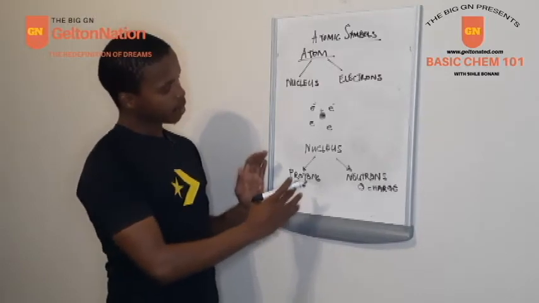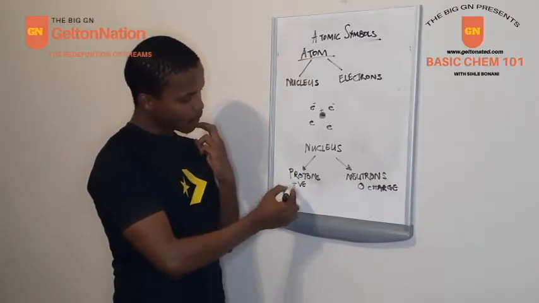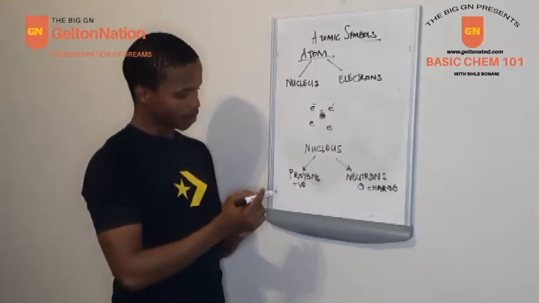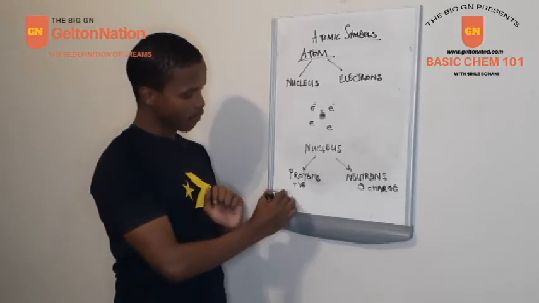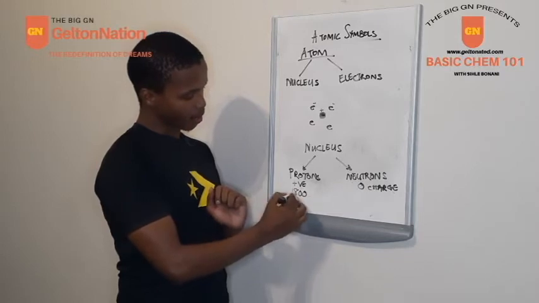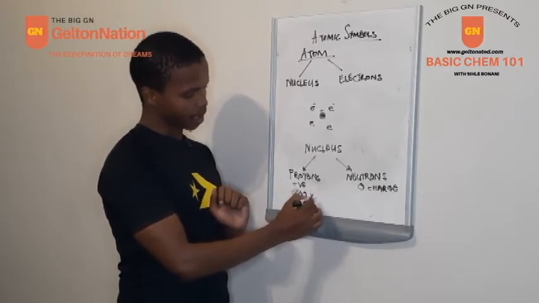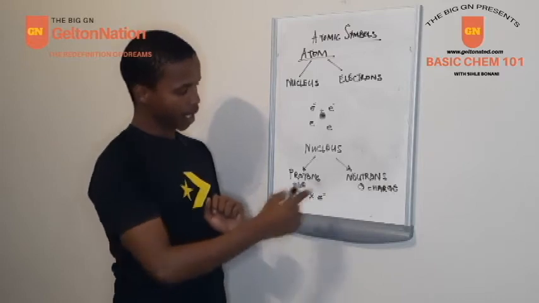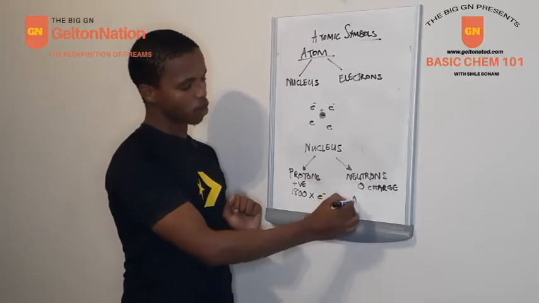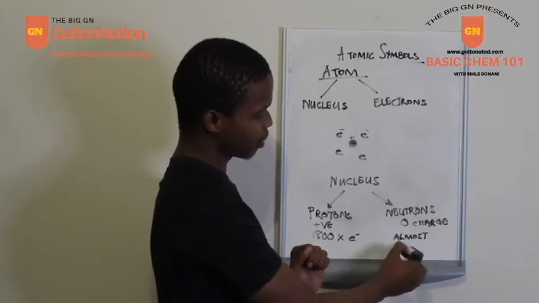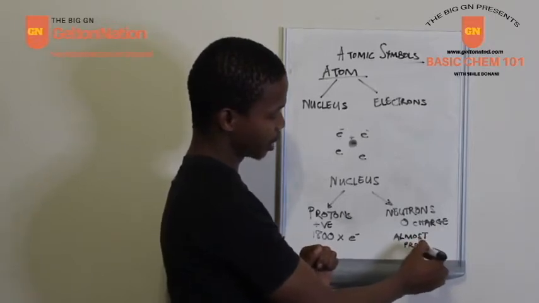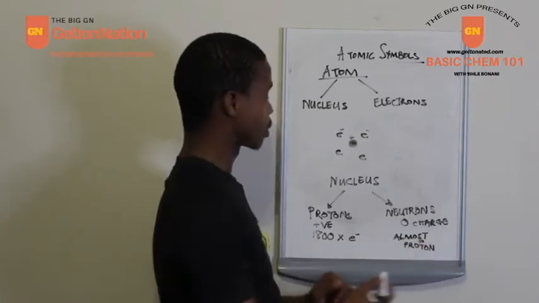But the charge of your proton is the same charge as the charge of your electron, but the mass of your proton is 1,800 times that of an electron, and the mass of your neutrons is almost the same as that of your proton, almost equal to the mass of your proton.